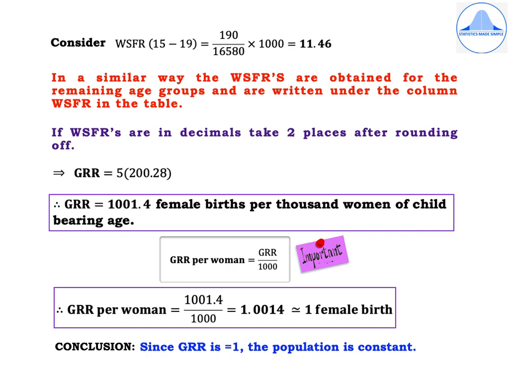And to calculate GRR per woman, use the formula GRR divided by 1000, which is equal to 1001.4 divided by 1000, which is equal to 1.0014, which is approximately equal to 1 female birth. So our conclusion is, since GRR is equal to 1, the population is constant.